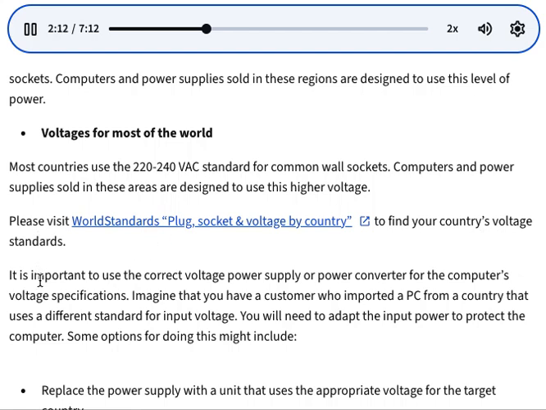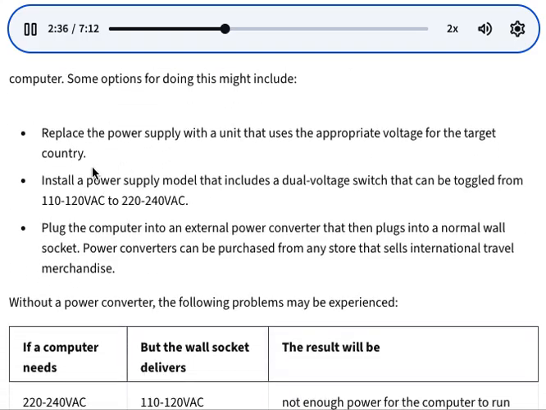It is important to use the correct voltage power supply or power converter for the computer's voltage specifications. Imagine that you have a customer who imported a PC from a country that uses a different standard for input voltage. You will need to adapt the input power to protect the computer. Some options for doing this might include: replace the power supply with a unit that uses the appropriate voltage for the target country. Install a power supply model that includes a dual voltage switch that can be toggled from 110 to 120 volts to 220 to 240 volts.